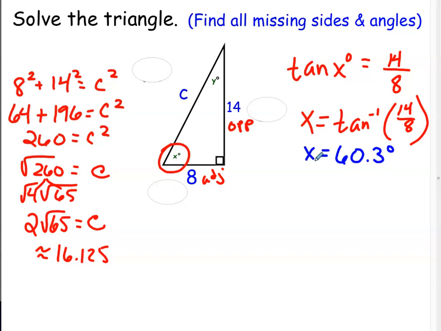And if we know that angle, can we find angle y? Because x and y have to add up to 90 degrees. So y is going to be 90 minus 60.3. So we get y being what?